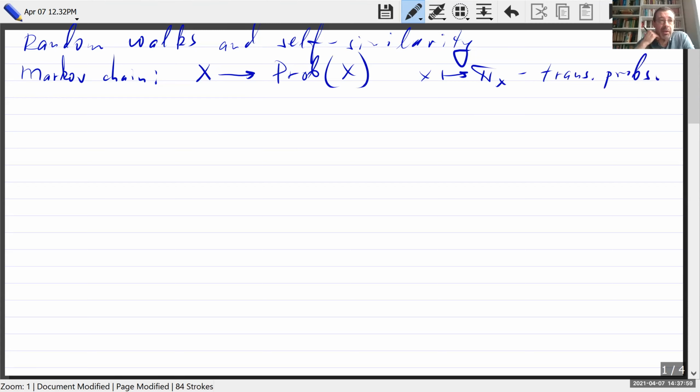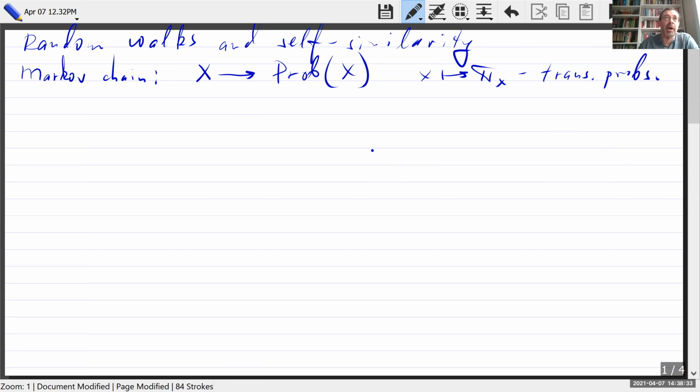Then the dynamics develops in the following way. At each step, we start from a certain point, but then instead of moving to a well-defined next point, we choose the next position randomly by sampling from the corresponding transition probability. Once we arrive at the next point, we look at the transition probability from this point, and so on and so forth. This is what is called a Markov chain.